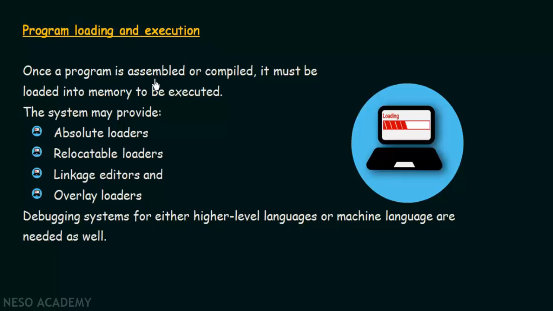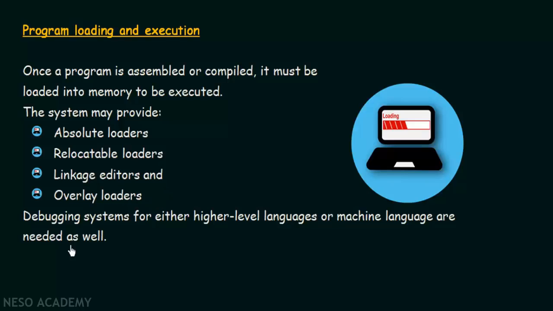So it says once a program is assembled or compiled, it must be loaded into memory and executed. Once your compilation and assembly is complete, you need to load that program to the memory so that it can be executed. The system may provide you different kinds of loaders in order to accomplish this task, like the absolute loaders, relocatable loaders, linkage editors, and overlay loaders.